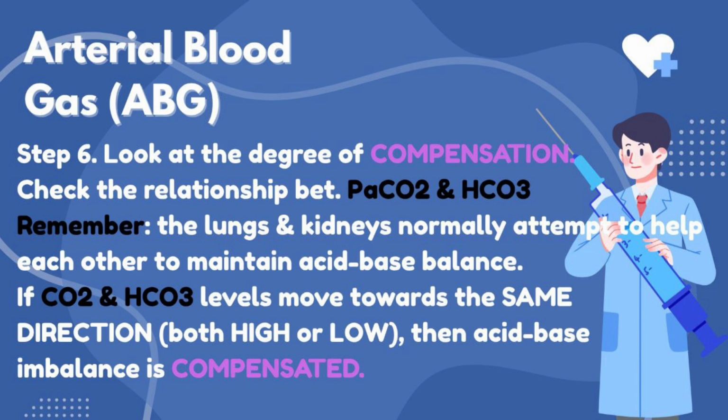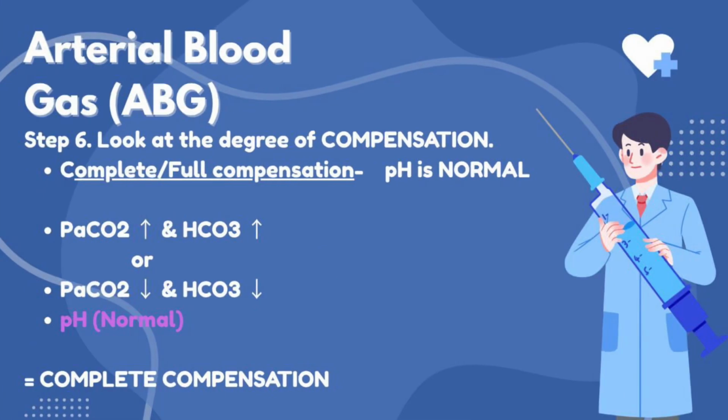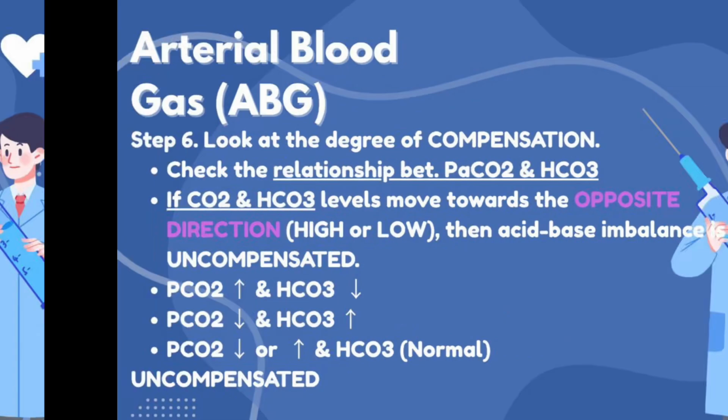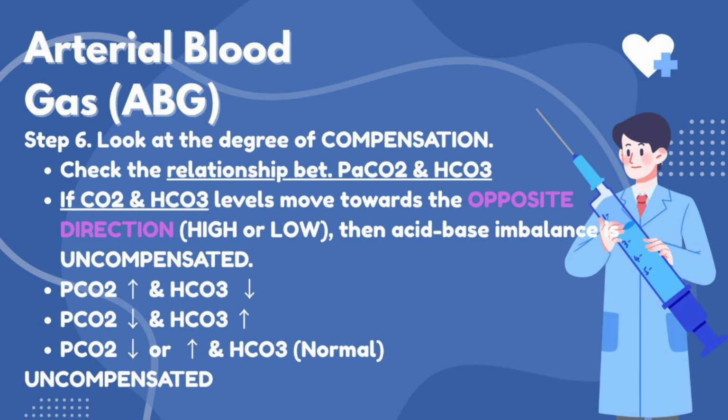Step 6. Look at the degree of compensation. The lungs and kidney try to correct the imbalance. If the partial pressure of carbon dioxide and the bicarbonate move in the same direction, the body is compensating. If the pH is back to normal, it is full compensation. If the pH is still abnormal, it is partial compensation. If they move in opposite directions, it is no compensation.